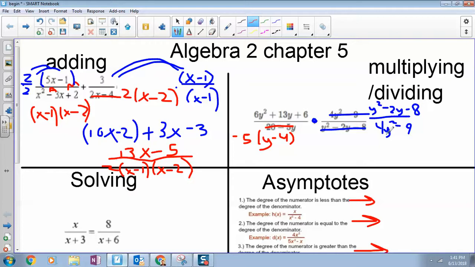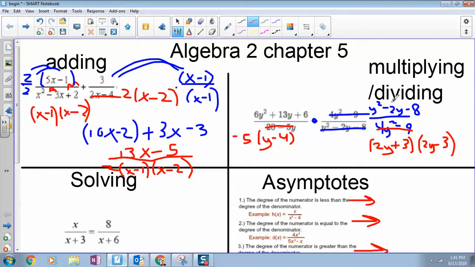This bottom one's pretty easy, perfect squares. So we're going to have 4y squared minus 9. They're both perfect squares, so all we have to do is 2y plus 3 and 2y minus 3. Alright, a lot of factoring. Hopefully you guys have been practicing. Alright, now we have the top right.